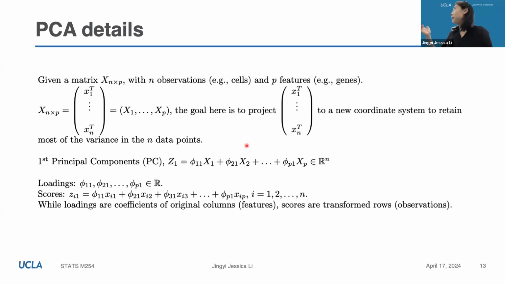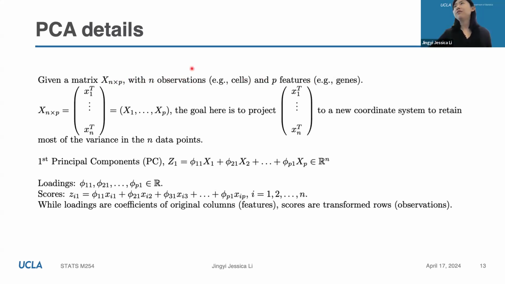So PCA is an application of eigendecomposition and SVD. We have this matrix. Now we're going back to the more standard format, not the transposed format. Pay attention: we have the n observations as rows and p features as columns.